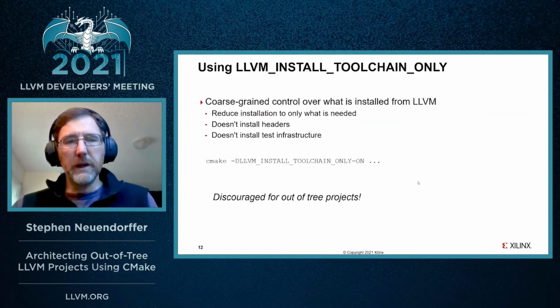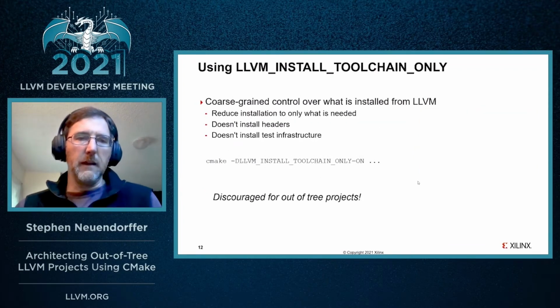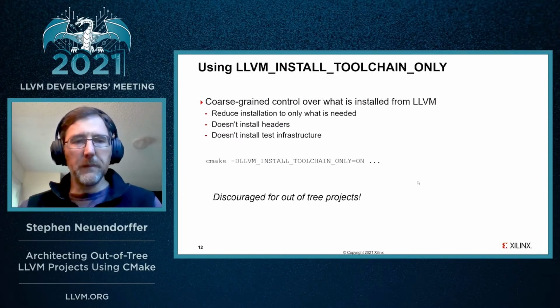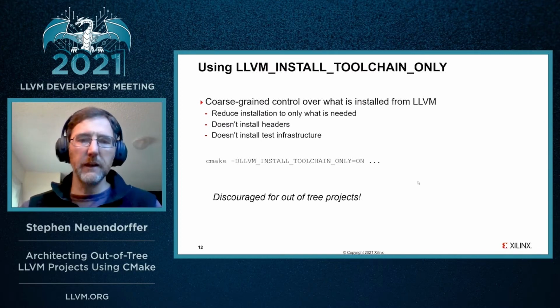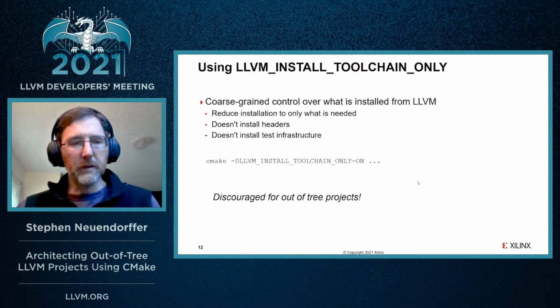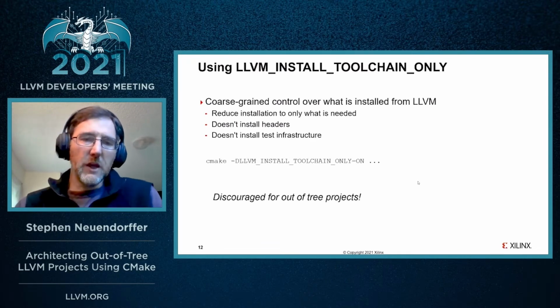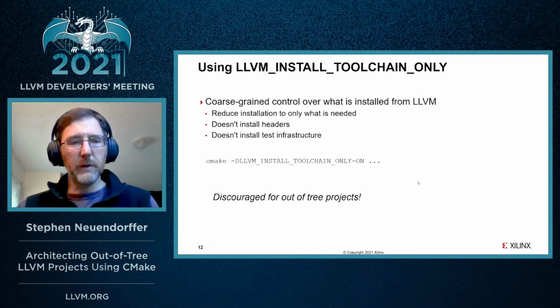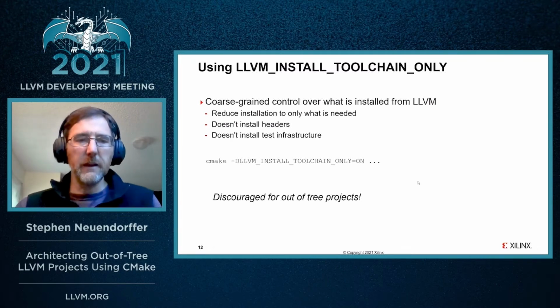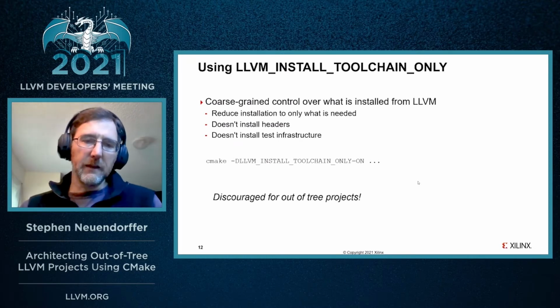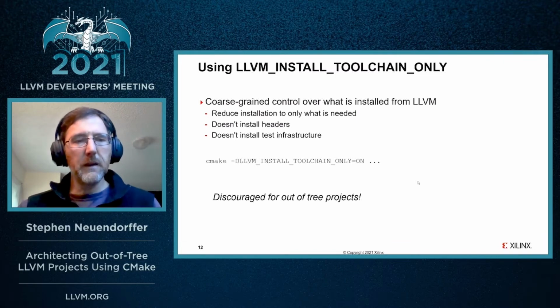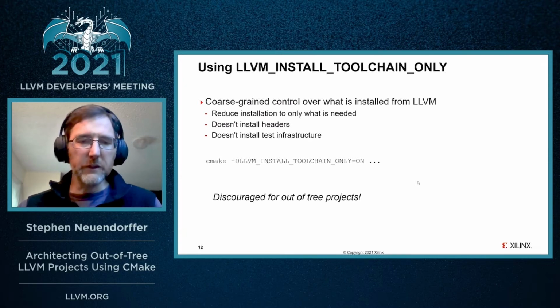So next up, we're going to talk about how do we install LLVM. One option is called LLVM install toolchain only. And this option tends to give you pretty coarse-grained control over what components of LLVM actually get installed when you run make install or ninja install. So the goal here is generally to reduce the installation to only what is needed. So we don't need everything from the build tree. We only need the things that are going to be used at runtime. The big downside of this option is that it's hard to control what we actually want to install directly. And in particular, there's not really a way that I found to install either the headers or the test infrastructure using this mechanism. So generally speaking, I would discourage using this.